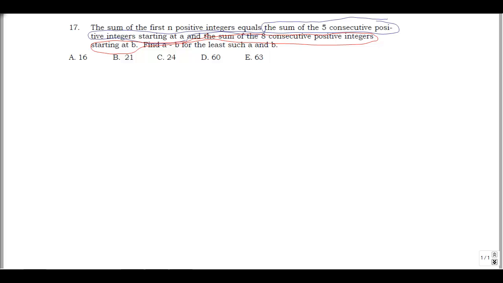To attack this, first look at the first n positive integers. That's 1 plus 2 plus 3 up to n. You could write this in sigma notation, and there's a formula for this. Let's do both. In sigma notation, it's the sum of k for k equals 1 to n. The formula is 1 plus 2 plus 3 up to n equals n times n plus 1 over 2. That's a formula you could hopefully know previously.